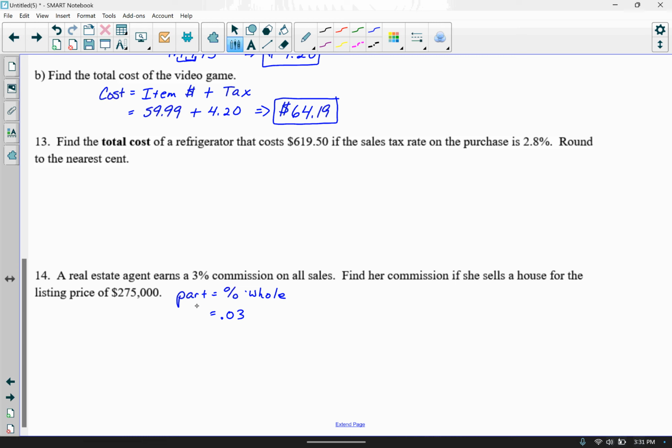She's going to earn 3% on the price of the home, and the price of the home was $275,000, so that's going to be the whole price. Her commission is going to be the part that she earns. So again, this is straightforward. You can put that directly in your calculator, and she is going to earn $8,250 in selling that house.